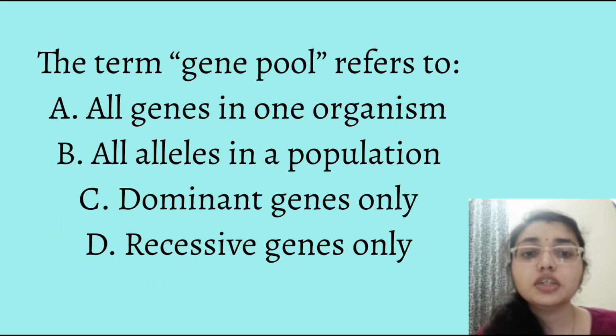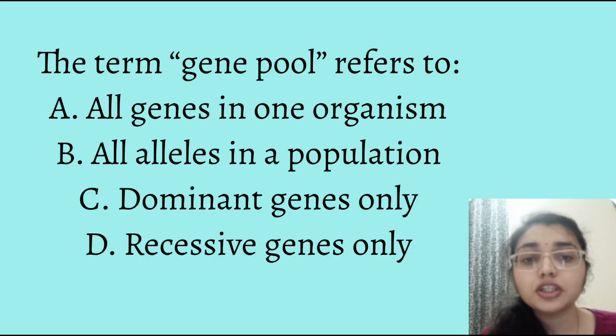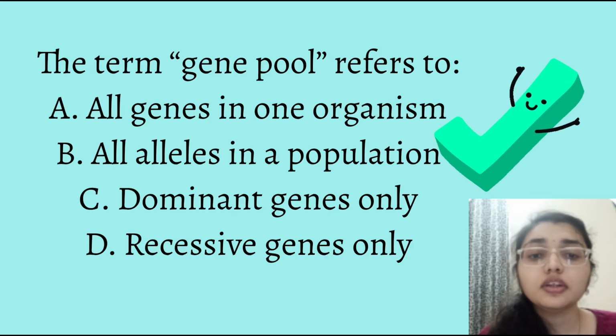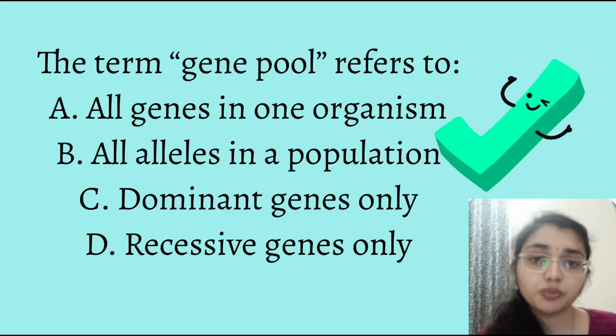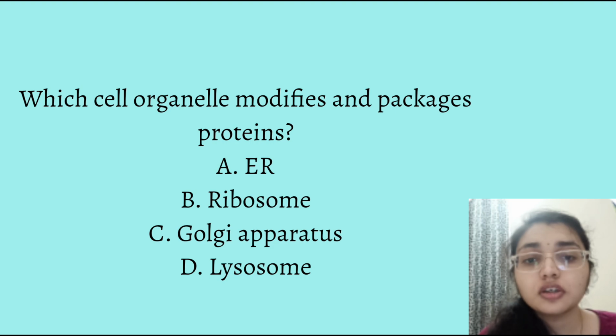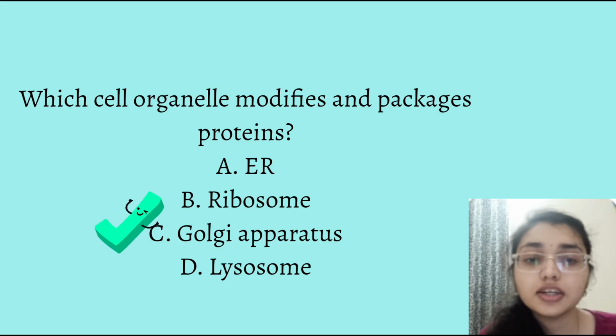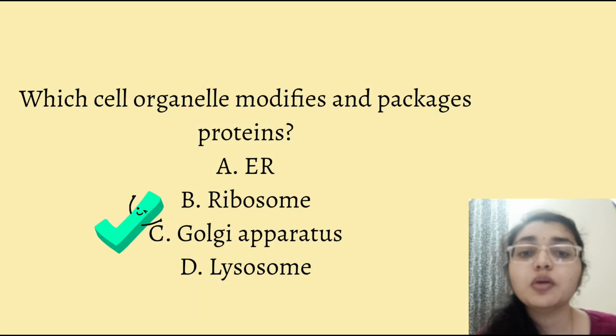The term gene pool refers to what? All genes in one organism, all alleles in a population, or dominant gene only or recessive gene only. So here option B, that is all alleles in a population, is termed as the gene pool. Which cell organelle modifies and packages the protein? Option A ER, option B ribosome, option C Golgi apparatus and option D lysosome. So here the correct answer is Golgi apparatus, that is a cell organelle that modifies and packages the protein.